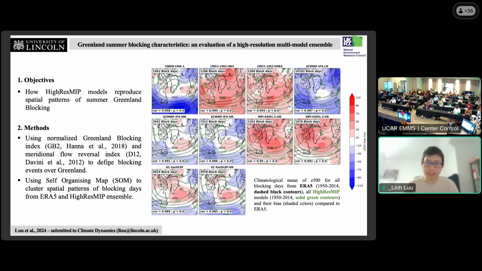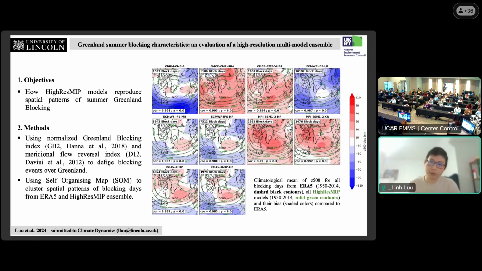We use two indices in this study to define blocking events. One is the GB2 Greenland blocking index, which is a normalized Greenland blocking index based on geopotential height at 500 hectopascal. The second is the flow reversal index by Davini et al. 2012, which was mentioned by other presenters earlier today. So we use the two indices to define all the blocking events in summer from either ERA5 or model simulations, and we pool all the blocking days together.